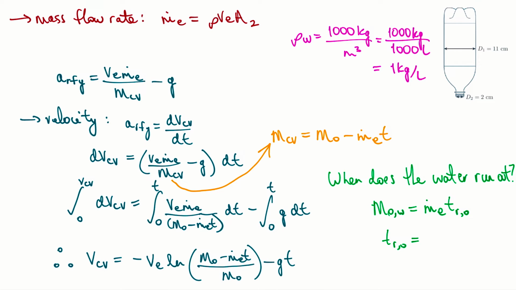So I can rearrange that. So that's the total mass divided by the mass flow rate. Do our units work out? So that would be a kilogram divided by a kilogram per second. So the kilograms cancel and the seconds come to the top, so that'd be units of seconds. Yeah, so that works out.